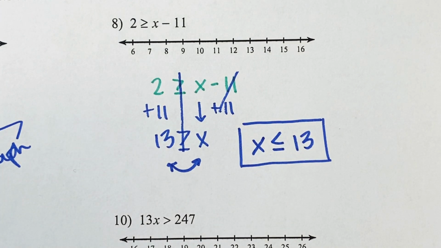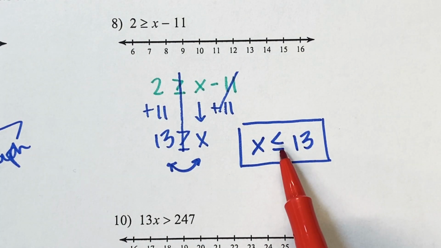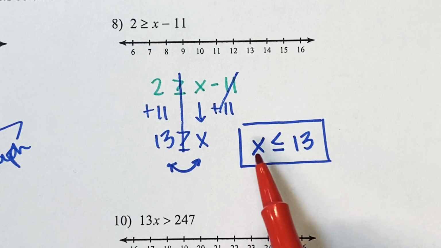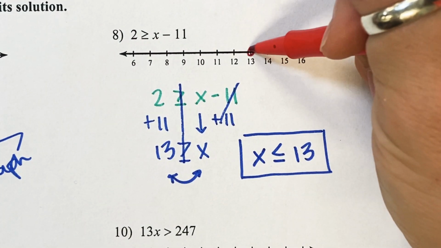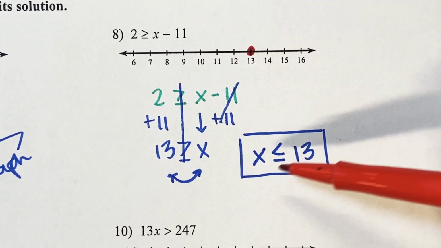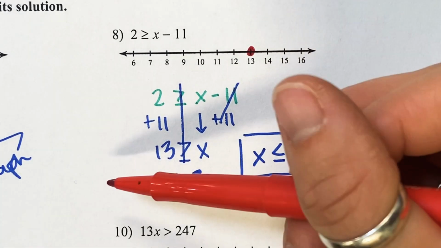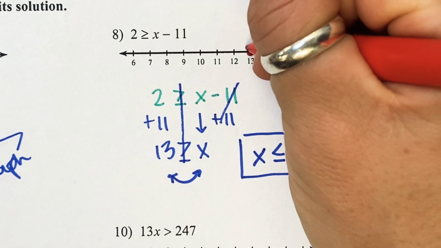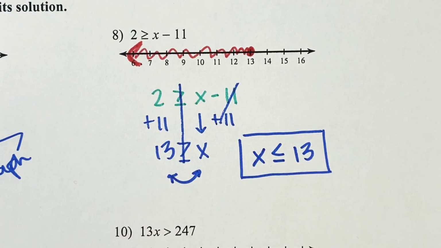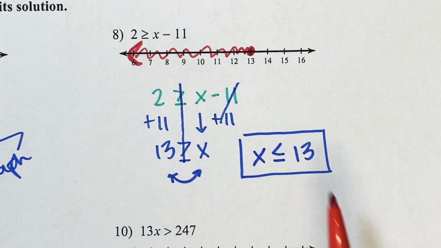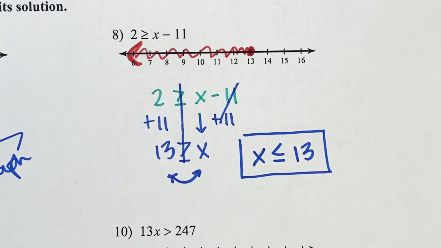Okay, so you're gonna wanna look at the sign, it has that little extra line, so that tells us closed point. So a closed point at positive 13, and now it'll tell us which direction to go. It's pointing that way. So our arrow is shaded that way. Beautiful. We solved, and then we graphed.